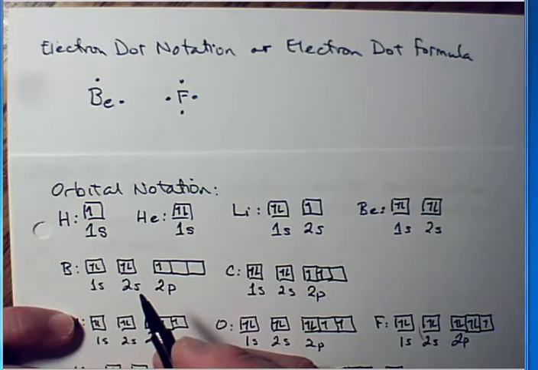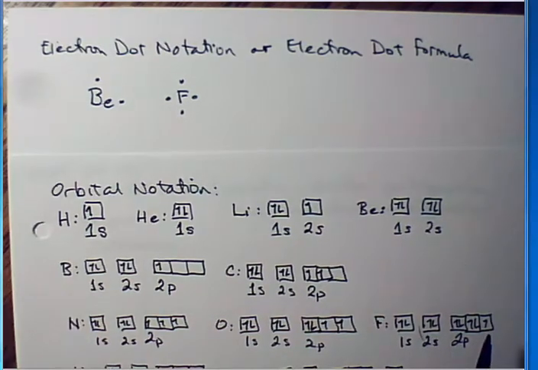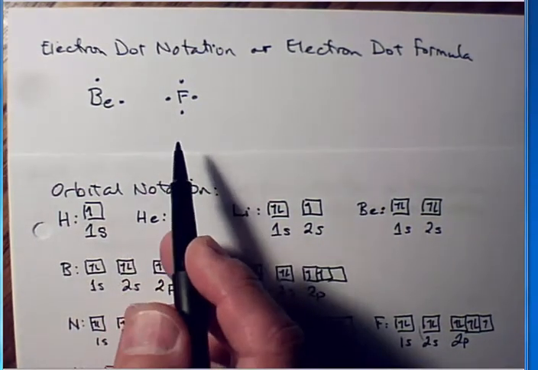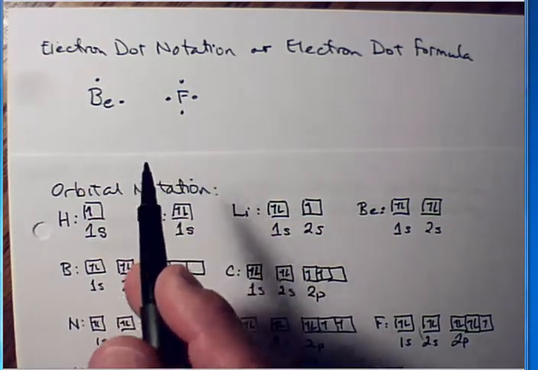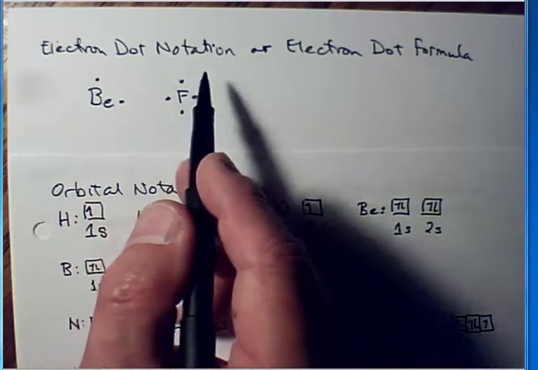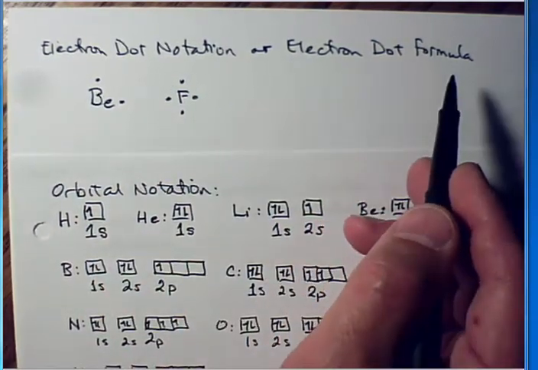I have people on tests that'll put, let's see, fluorine has a total of how many electrons total? I don't have my periodic table here in front of me. 7? No, it has 9 total electrons. They'll put 9 electrons around this thing. You don't do that. It's only the valence level electrons. Only those in the highest energy level are used in this electron dot notation or electron dot formula.